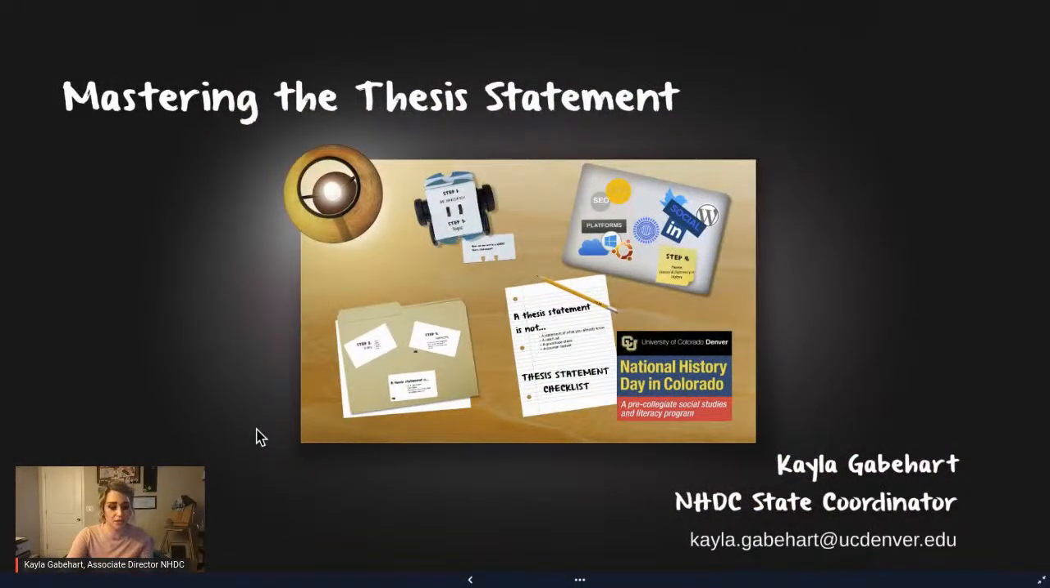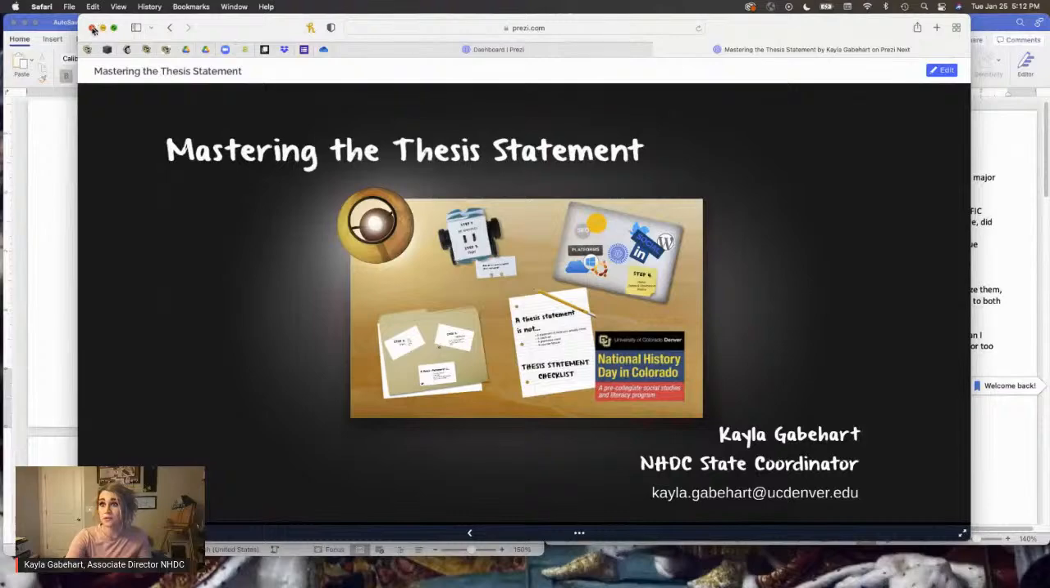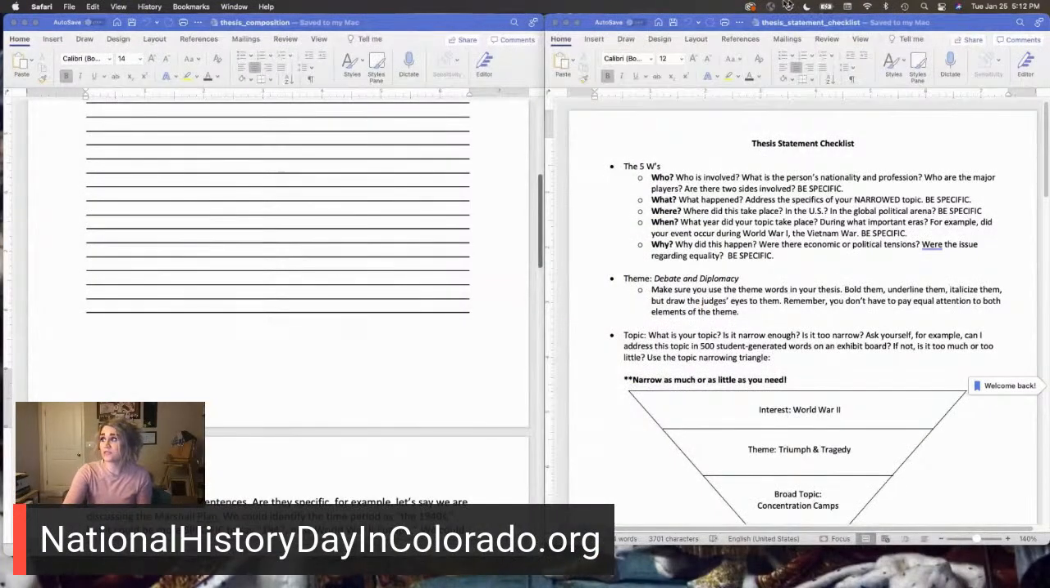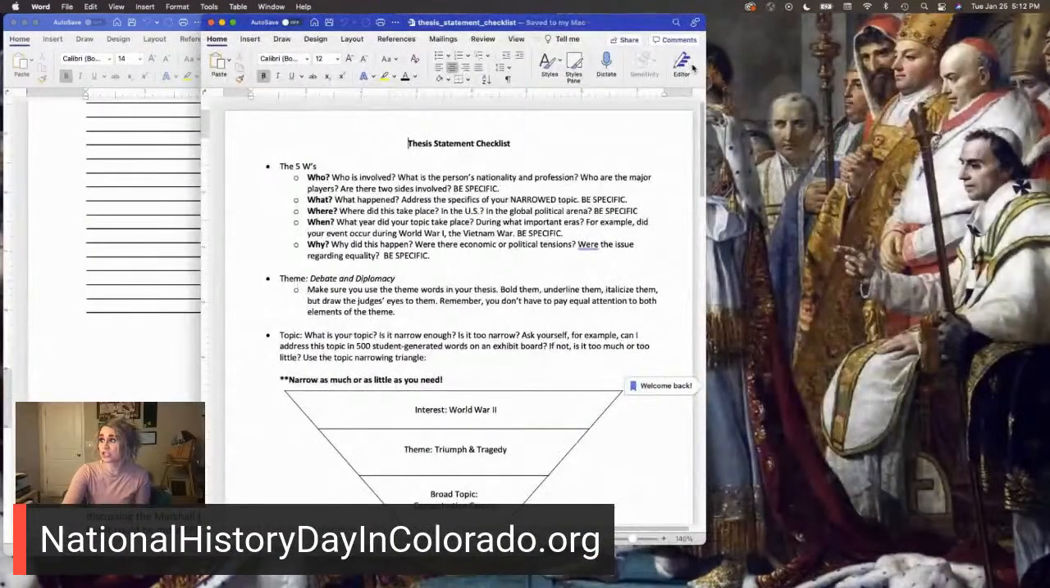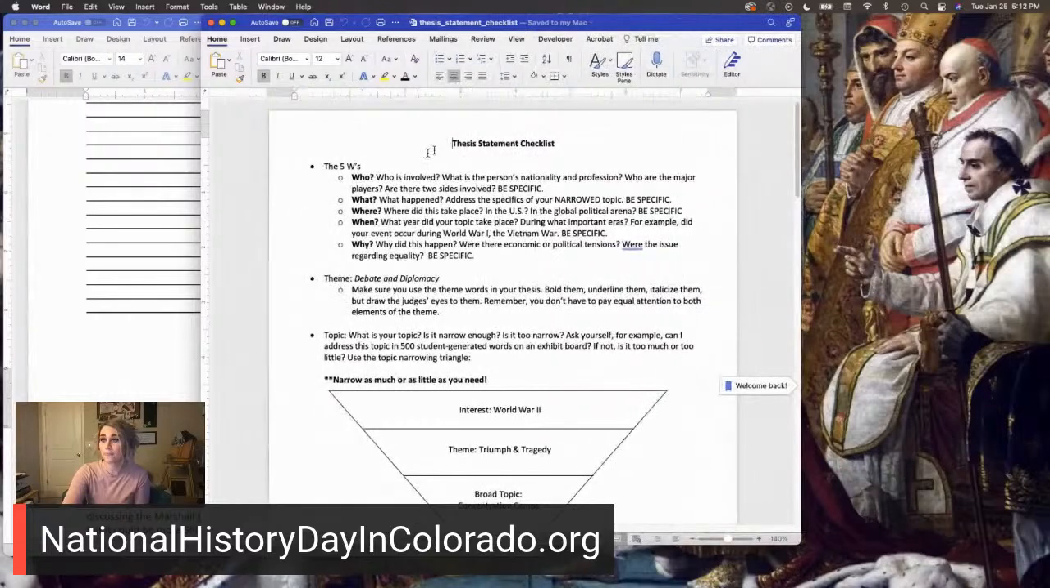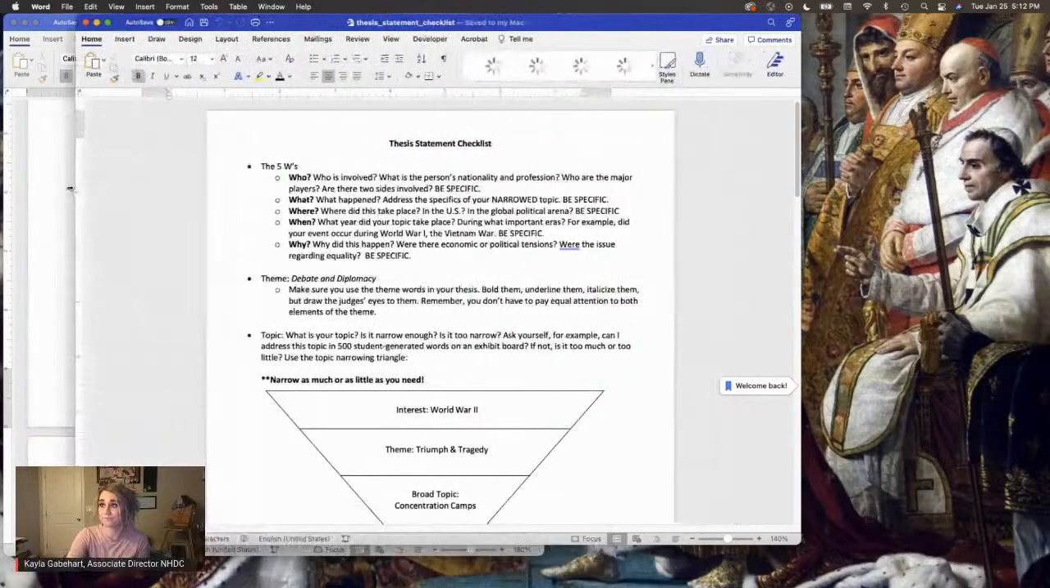Okay, so I'm just going to get out of my presentation. We're going to see how this applies in a worksheet format that you can get off of the website at nationalhistorydayincolorado.org, and that you can do yourself in your classroom or at home. So let's first look at this thesis statement checklist here. Make this a little bigger.